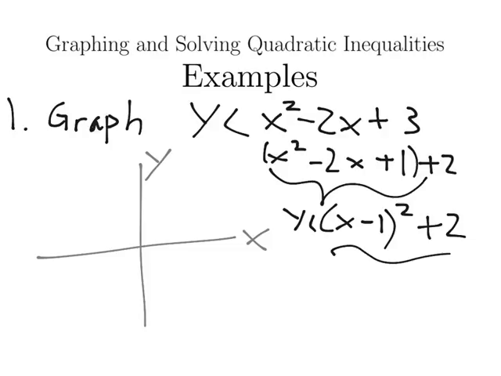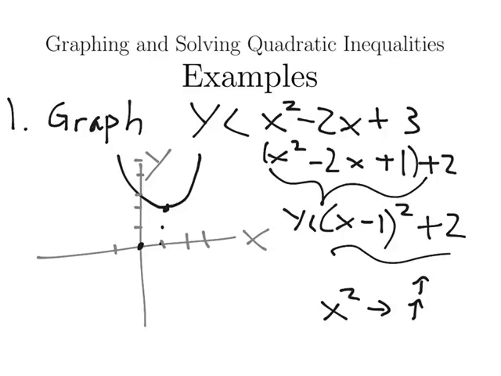This is just my regular old x squared graph, shifted 1 to the right and up 2. So normally I'd start here and I'd open up, but I'm going to go 1 to the right and up 2. And it opens up the same way that a normal x squared looks like. So that was my graph.